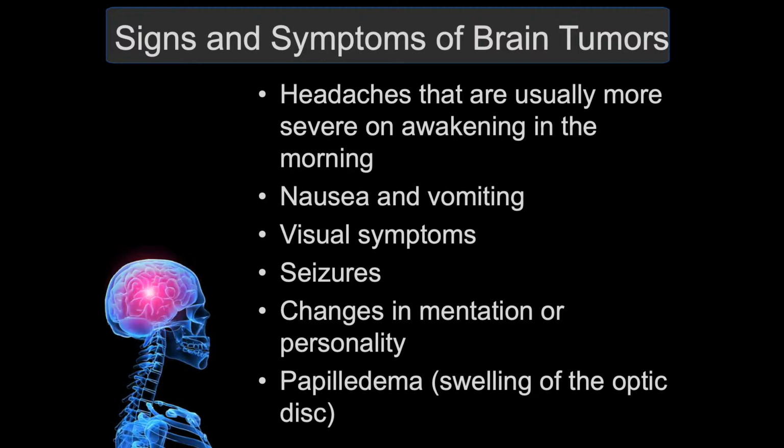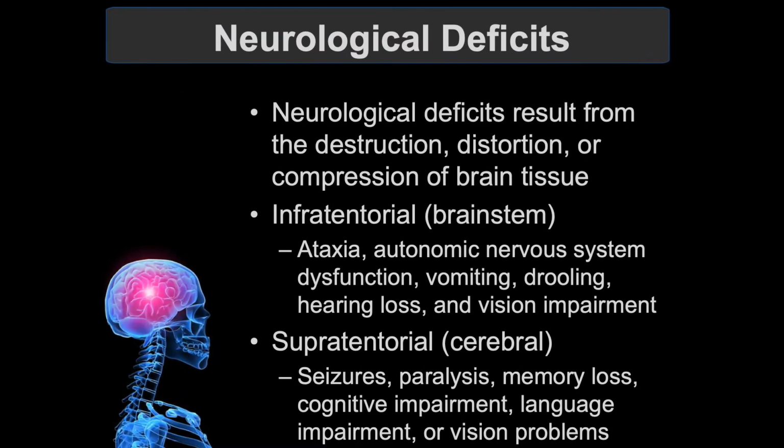Metastatics account for 30% of tumors. Cancer cells from the lungs, breast, colon, pancreas, and kidneys are the most likely culprits. Signs and symptoms of brain tumors are headaches that are usually more severe on awakening in the morning, nausea and vomiting, visual symptoms, seizures, changes in mentation or personality, and papilledema, that is, swelling of the optic disc. Neurological deficits result from the destruction, distortion, or compression of brain tissue.